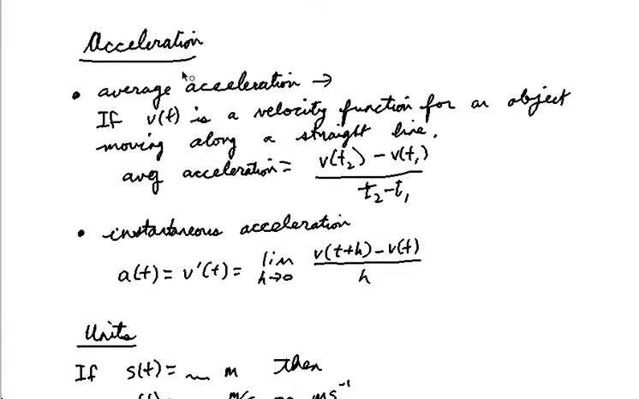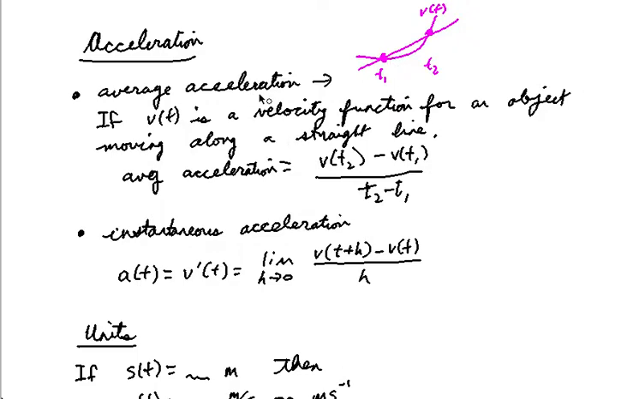Likewise, acceleration. When we talk about acceleration, the average acceleration is the slope. If I have a velocity function, it's the slope of the secant line between 2 points that I'm interested in. Let's say this was time 1 and this was time 2, well, the slope of the secant line would then be the average acceleration of the body of the point P.